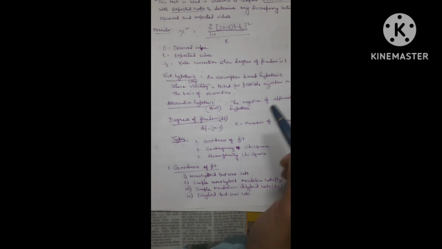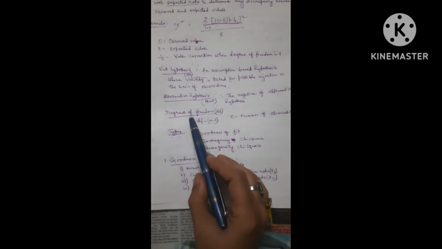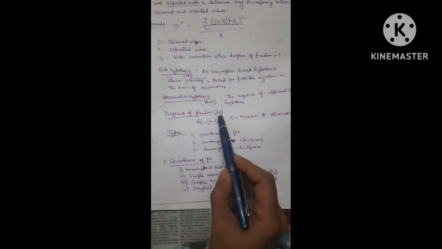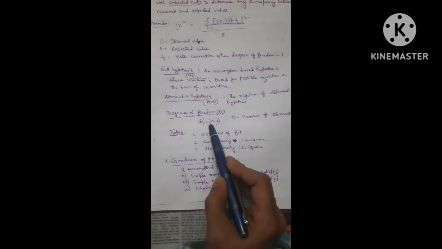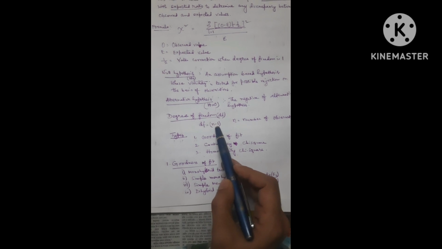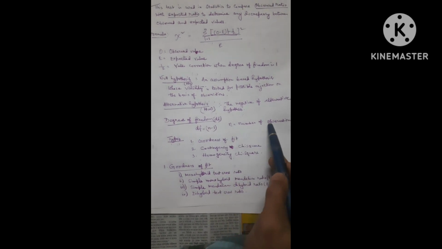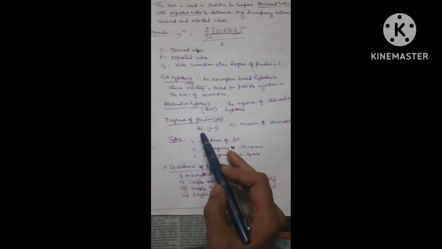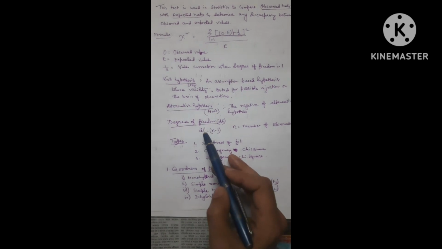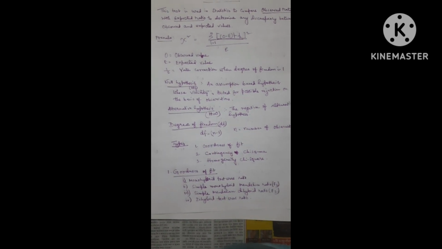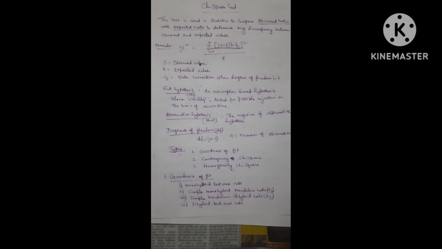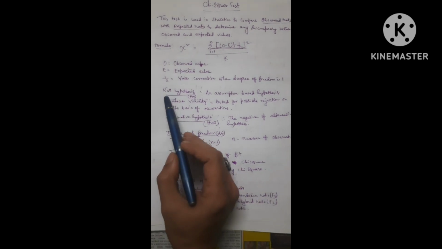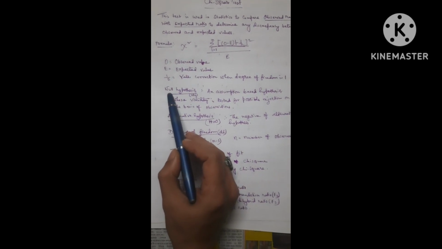Okay, degree of freedom is what? Degree of freedom is known as DF. Degree of freedom is calculated using this formula, n minus 1. N means the number of observations, so n minus 1 is your degree of freedom. Remember, before calculating any chi-square value, you have to write the null hypothesis.